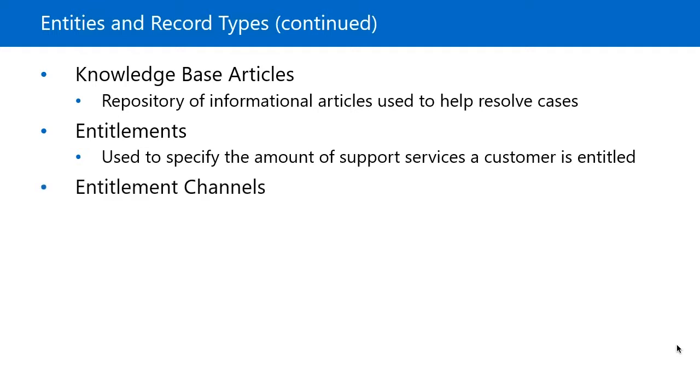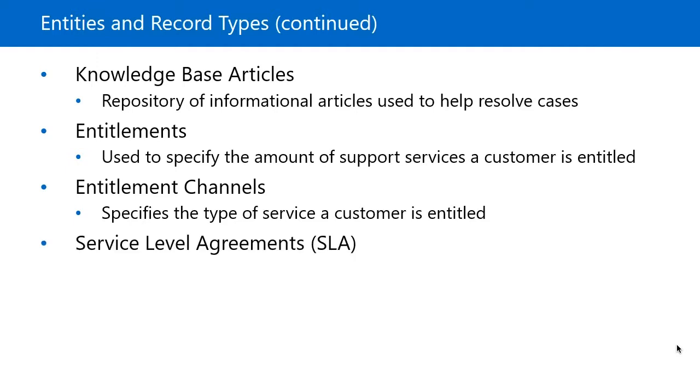And then associated to entitlements are entitlement channels. Entitlement channels specify the type of service a customer is entitled to. Some examples of entitlement channels are phone, email, web, or even Facebook. So a customer could have 5 entitlements through email and 5 entitlements through a web interface.